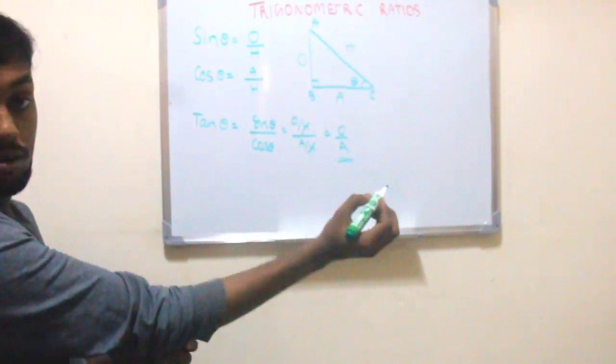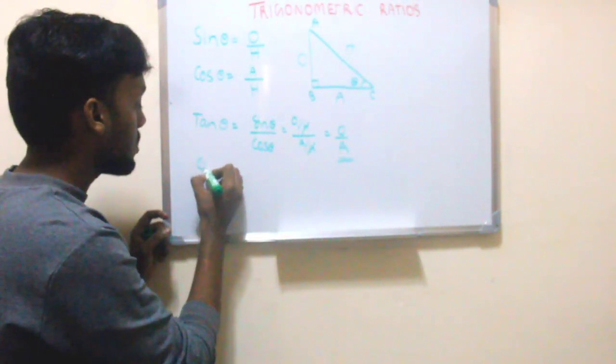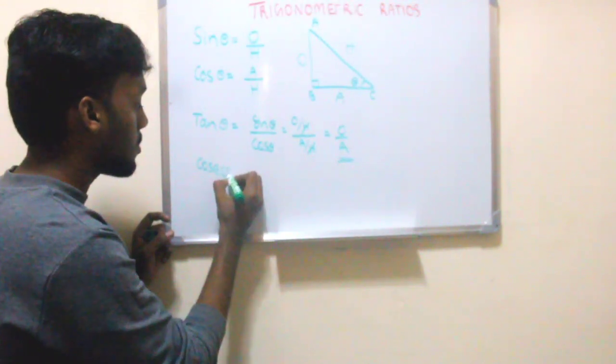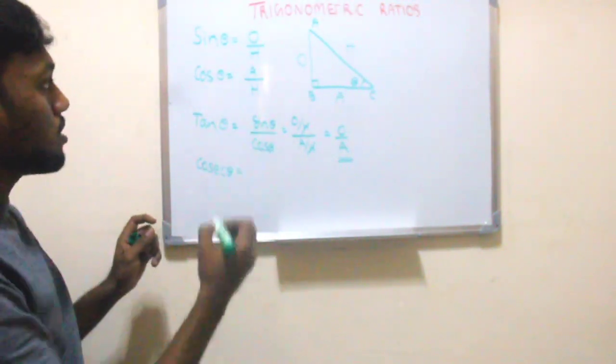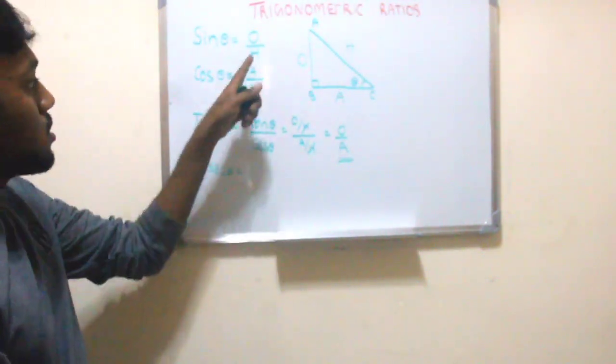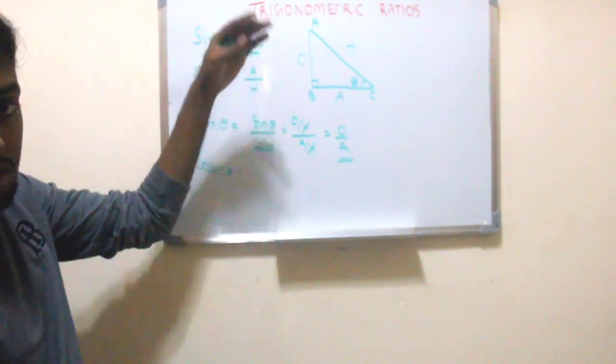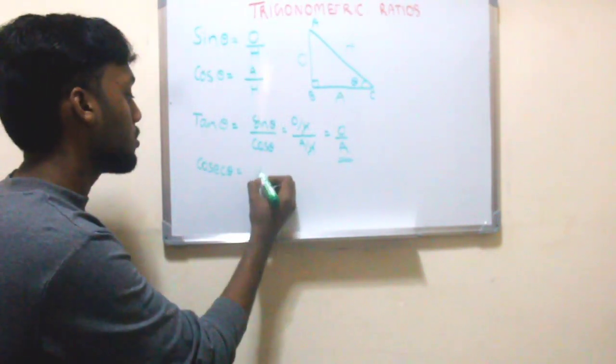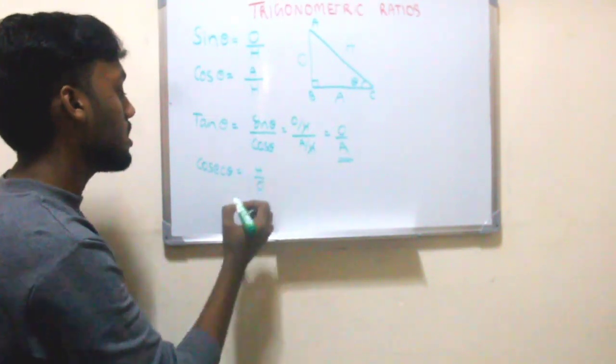Similarly, now I have told you, what is cosec theta? It's the reciprocal of sin theta, right? Reciprocal of sin theta means 1 by sine. What will happen if we invert it? It will become h by o. So cosec theta is h by o.